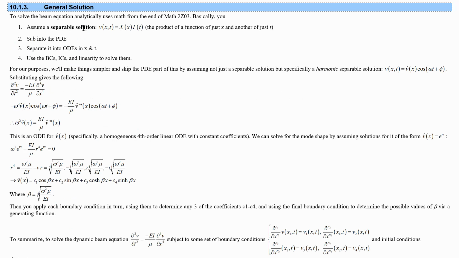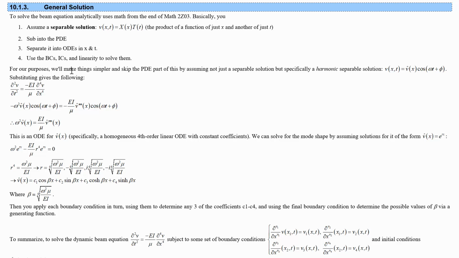Then we're going to substitute this thing into the partial differential equation, and then we're going to separate it into ordinary differential equations in position and time. This will work as long as we have the right kind of partial differential equation, and there's some work that you do in math to see when that works and when it doesn't, and then use the boundary conditions, initial conditions, and linearity to solve the ODEs that we're left with and find a solution to the original partial differential equation. Well, that's at least how we would do it in Math 2Z.